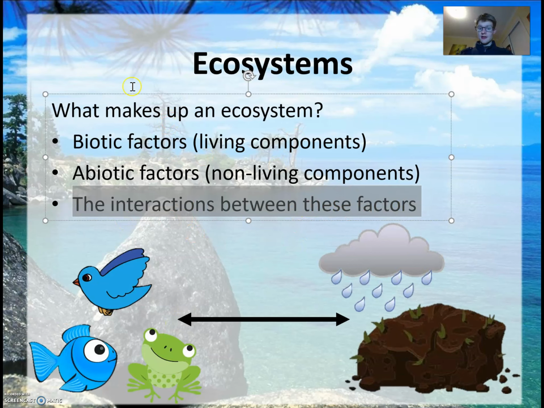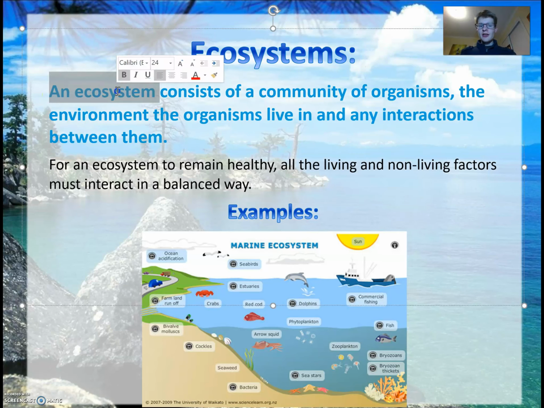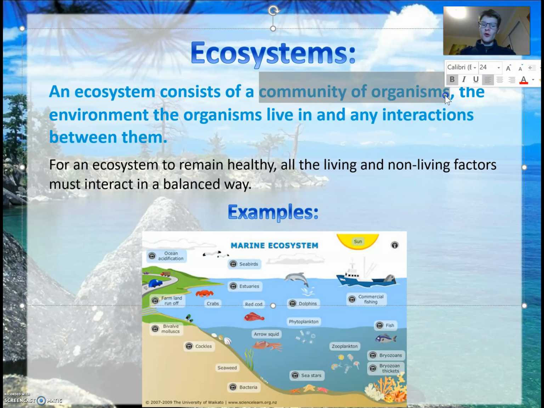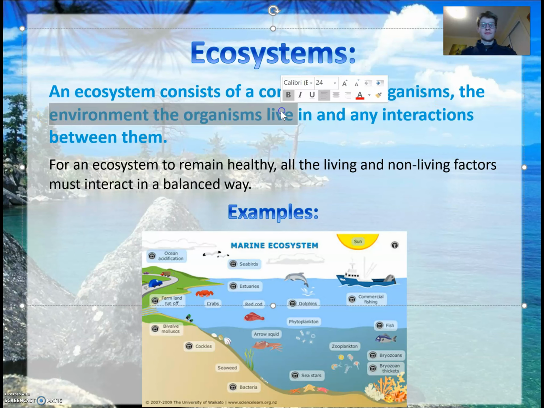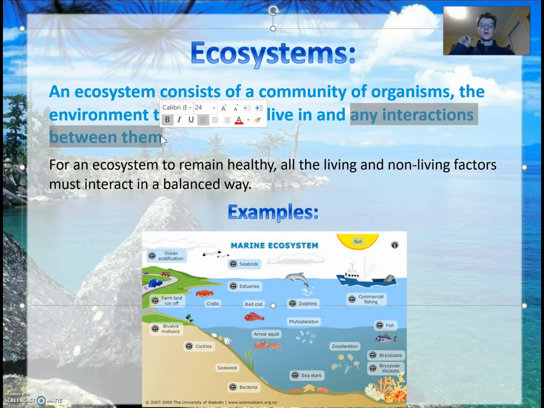So this is really key. If you're defining an ecosystem, you need to include these 3 points in your definition. An ecosystem consists of the biotic factors, abiotic factors, and interactions between them in a given area. So if we were to word that a little bit more concisely, an ecosystem consists of a community of organisms, that's the biotic factors, the environment the organisms live in, the abiotic factors, and any interactions between them. All right, you need to have those 3 points to describe what an ecosystem is.